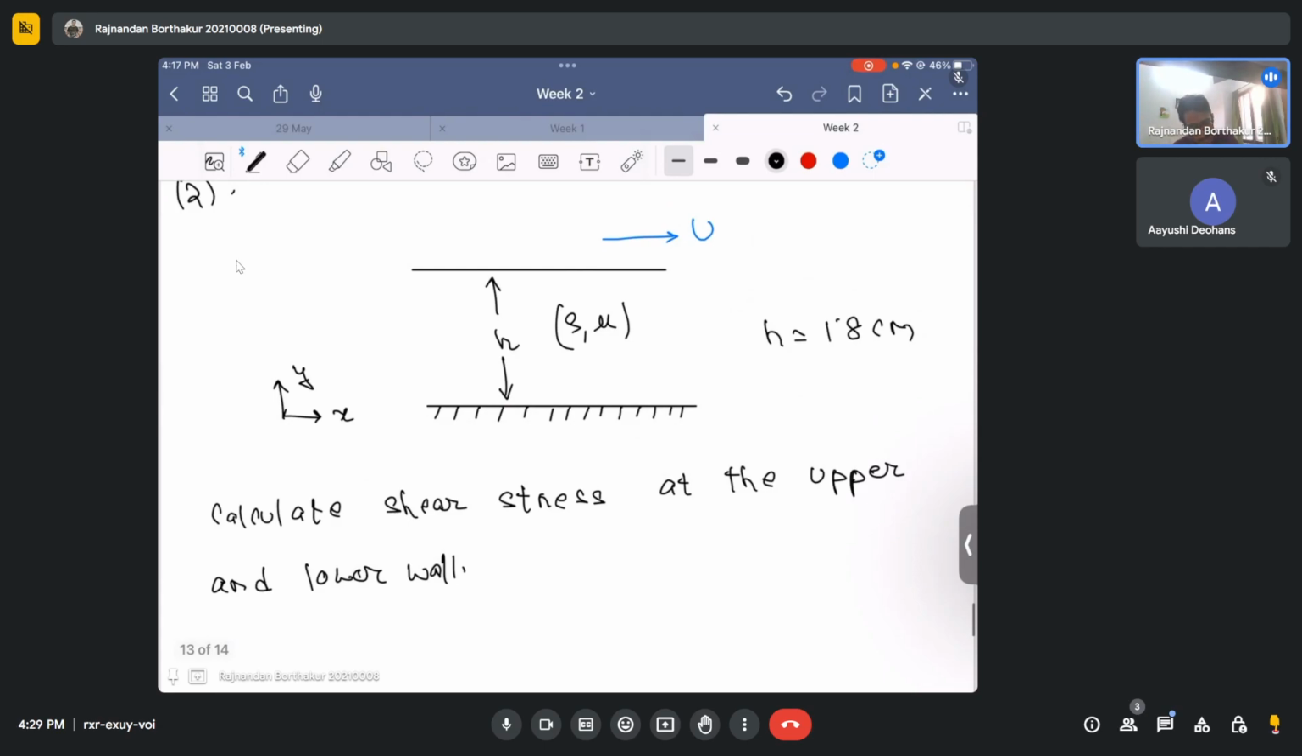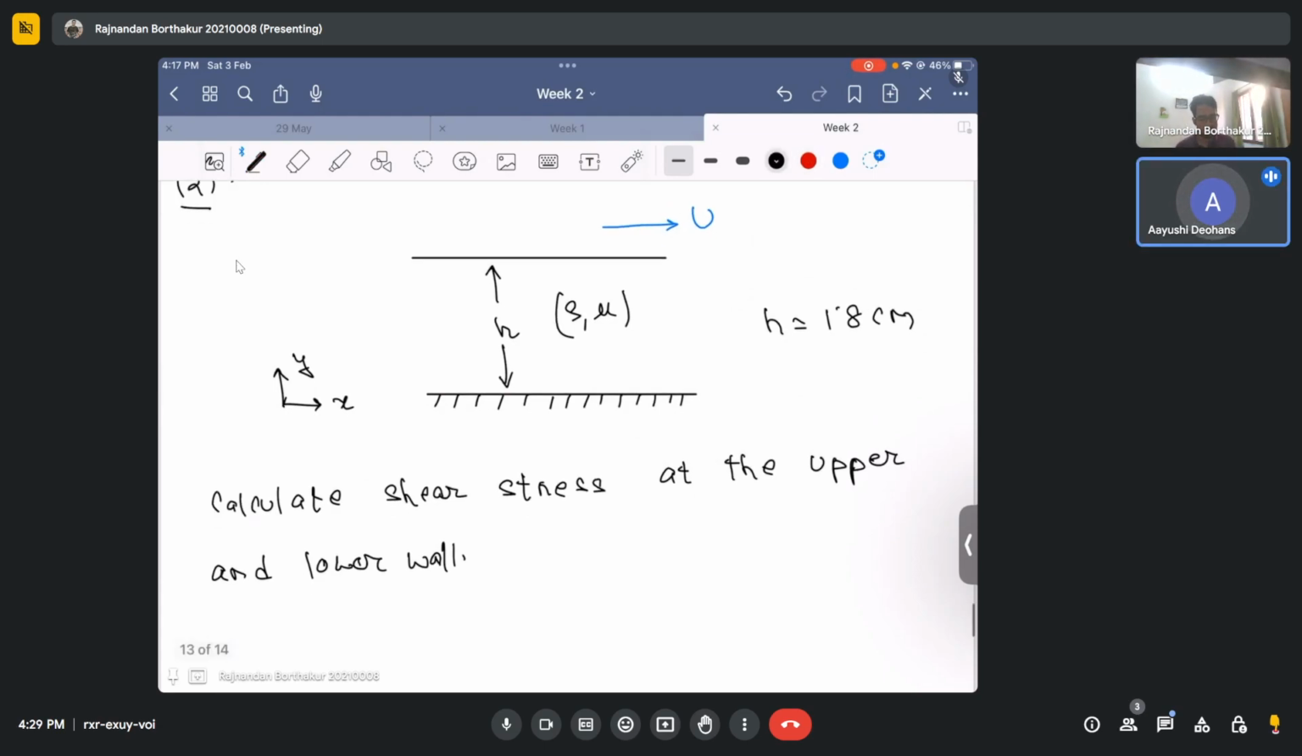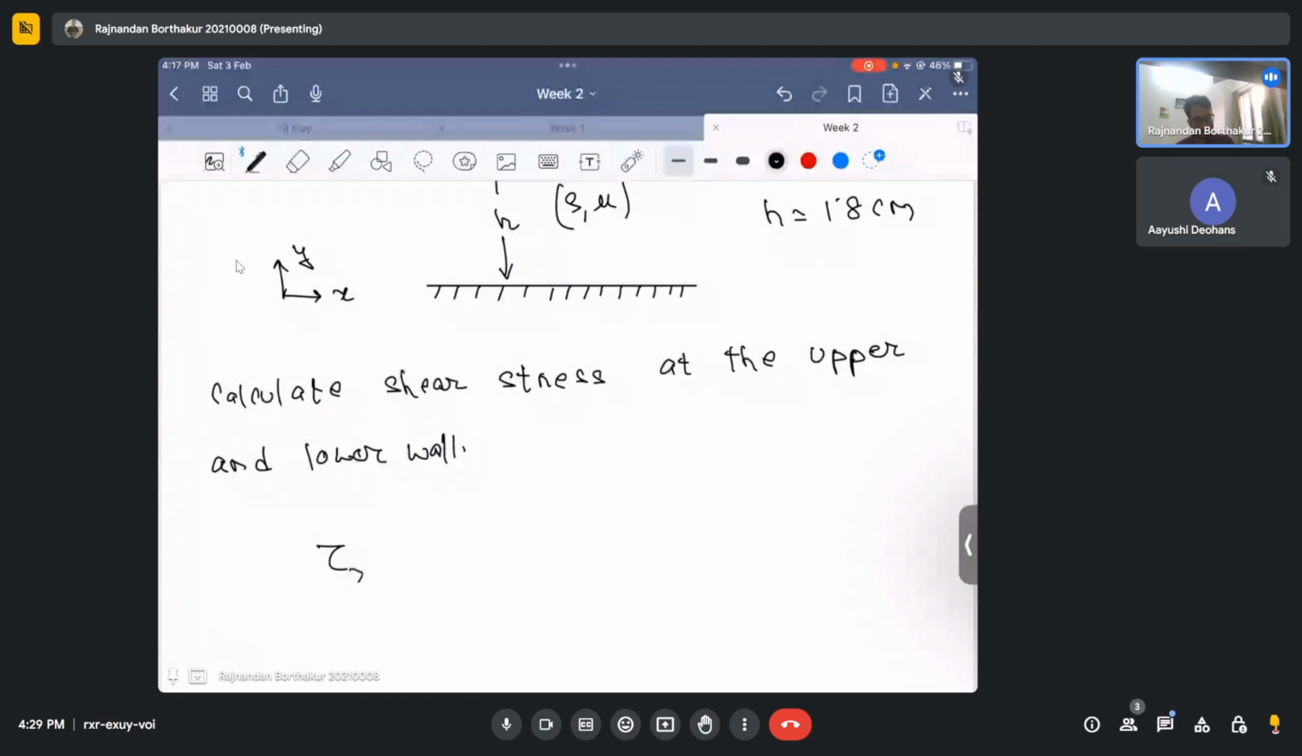So can you tell me how we calculate the shear stress here? Mu dou u by dou y, yes, exactly, for Newtonian fluids. So the shear stress here will be tau xy, because remember stress is essentially a tensor. That's why we write it in this form. Stress is written in index notation as tau ij, where one component denotes the direction and the other denotes the plane. And in the xy plane, that's why we write stress as tau xy.